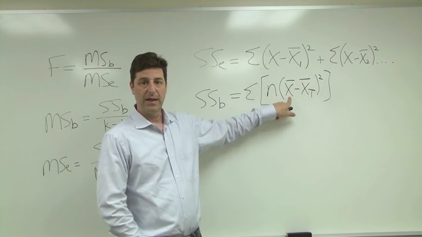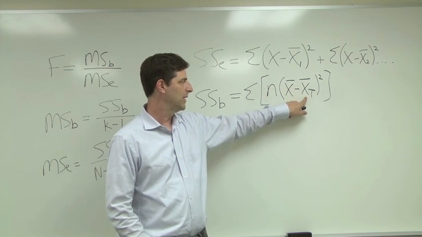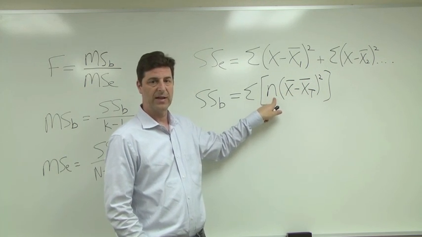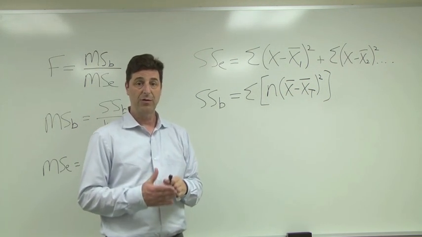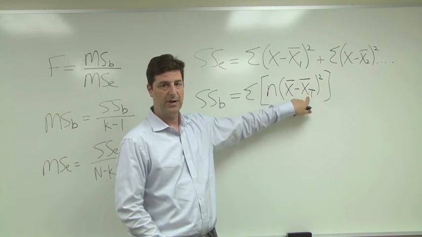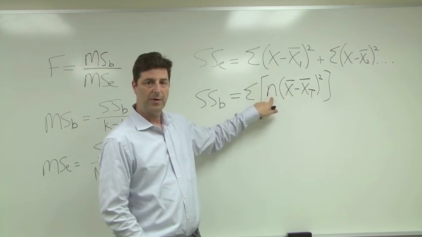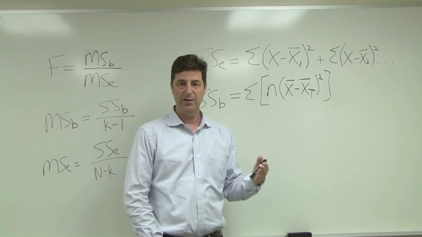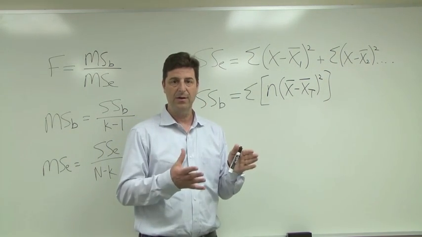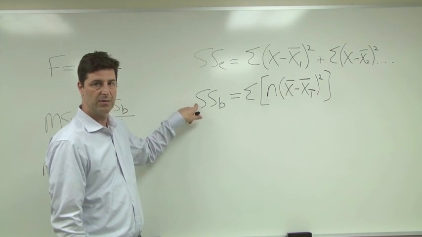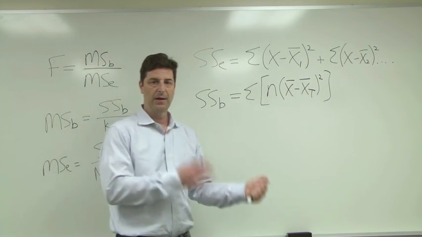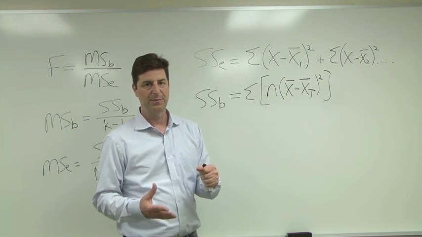You take one group mean, say this is for group 1, minus the grand mean, square that, multiply that square deviation by the number of cases in group 1. Then you take group 2 mean, subtract the grand mean, square that, multiply by the number of cases in group 2. You do that for each group that you have, and then you sum all of those together, and that gives you the sum of squares between groups. That's how you calculate the SSE and the SSB.